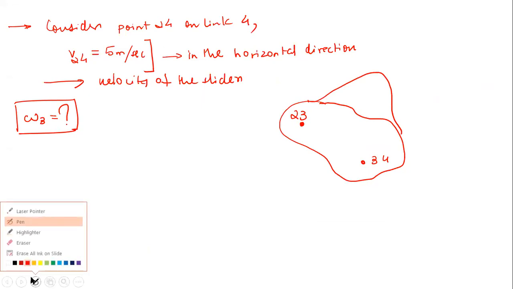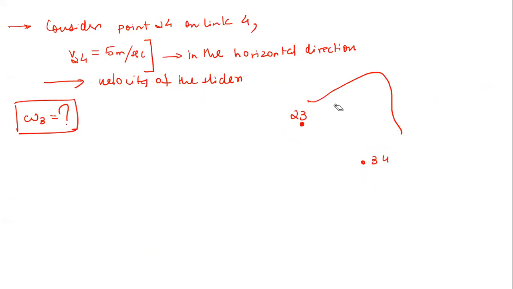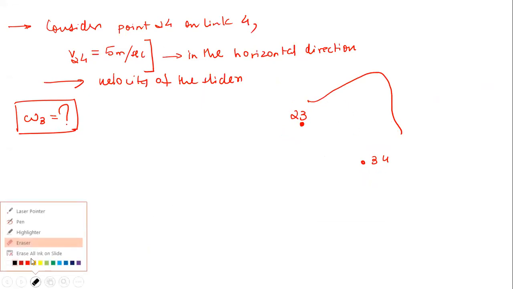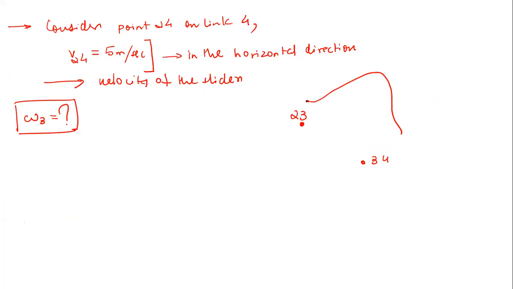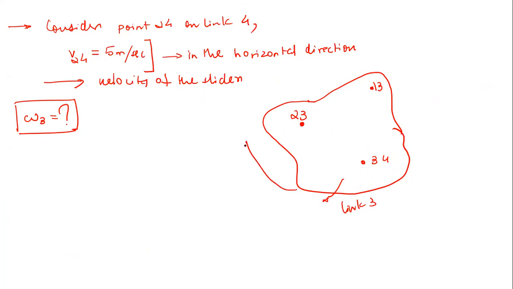So let me try to make this thing more clear. You have to just imagine, then only it will be possible. So again, it is containing one more point, which point? The 1, 3 point. Now at a particular instant, I can imagine this whole link 3, of any arbitrary shape, is turning around this point 1, 3, right?